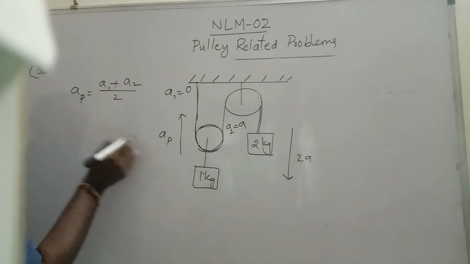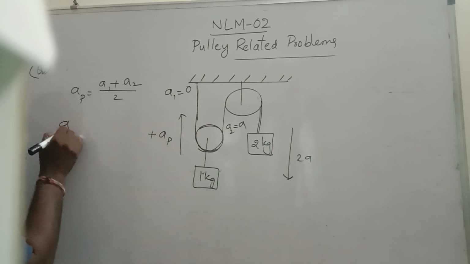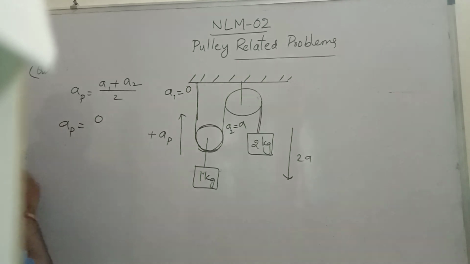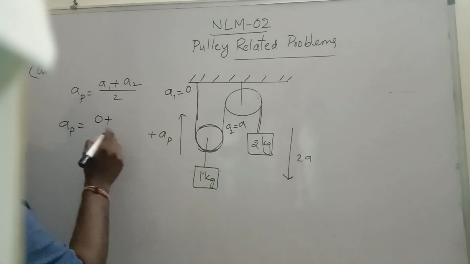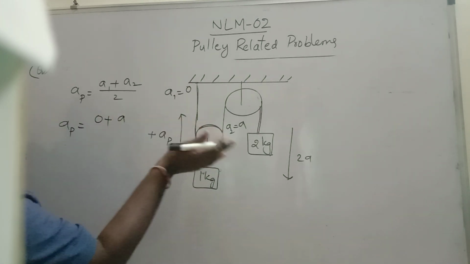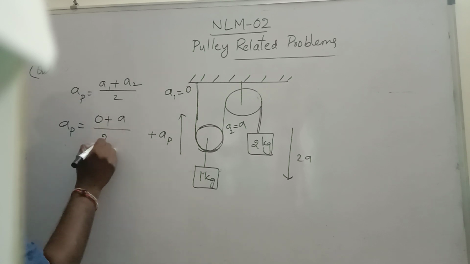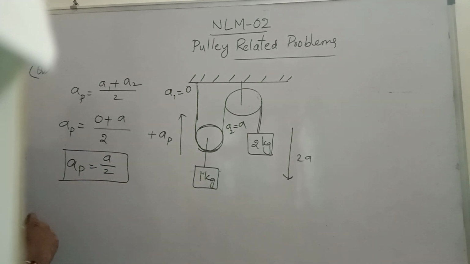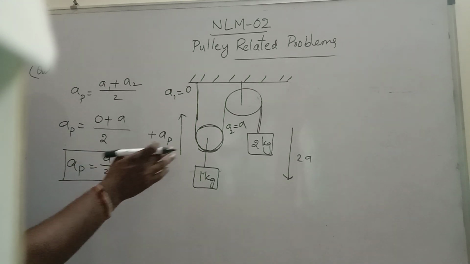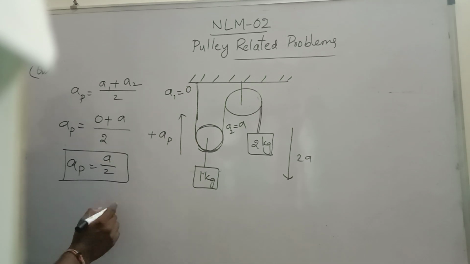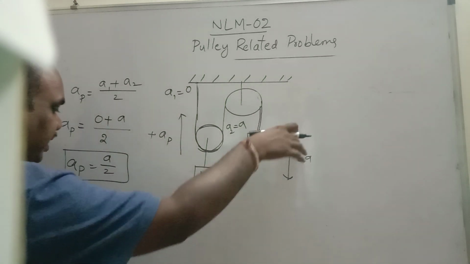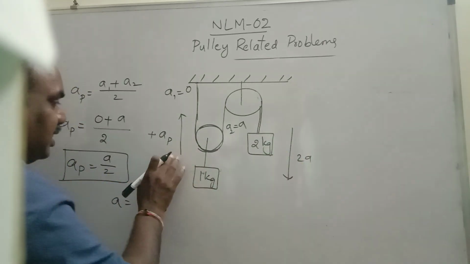The pulley is going up. Going up means positive. Acceleration of the pulley is equal to acceleration of the first string 0 plus acceleration of the second string A, going up so positive, by 2. That means acceleration of the pulley is equal to A by 2. This is the formula to find acceleration of the pulley. Ask how to find the acceleration of the string. Acceleration is equal to 2 into AP.